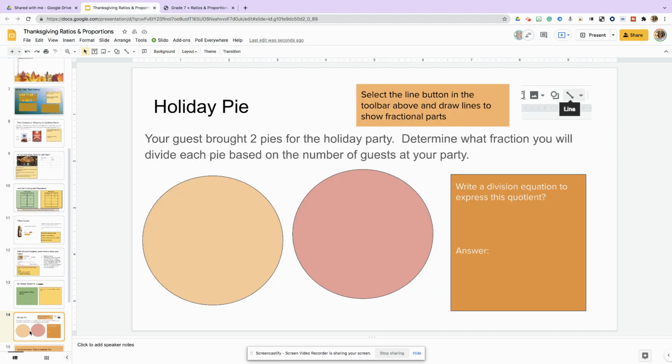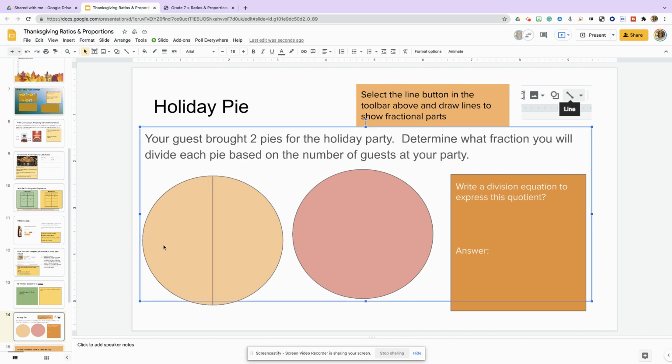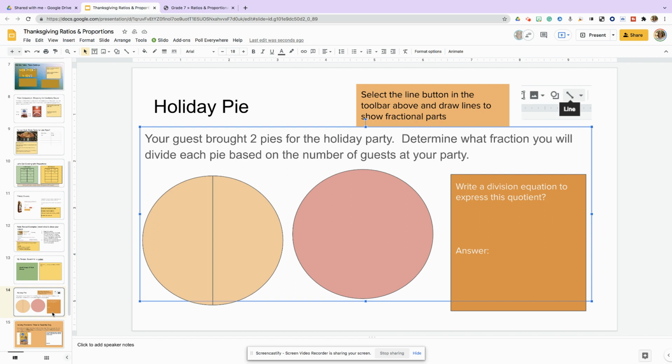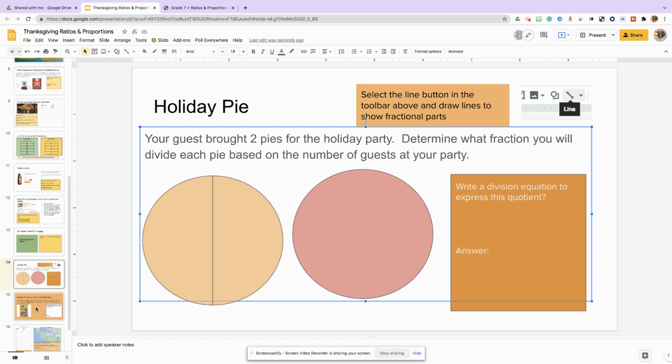This is always a fun concept, the holiday pie, because students sometimes struggle with dividing fractions. And so this is a great visual, giving them the scenario of you've got 2 pies for the holiday party, determine what fraction you will divide each pie based on the number of guests. Again, connecting that. And this is fun because they get to actually use this line tool and they can slice and dice their pie into different fractional parts. And of course, writing that as a division equation and thinking about the relationship between multiplication and division.